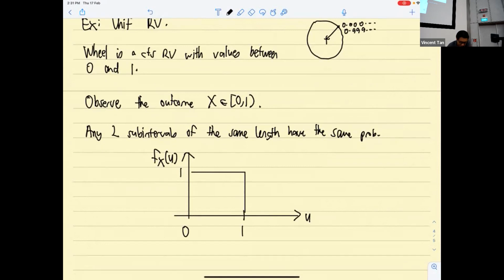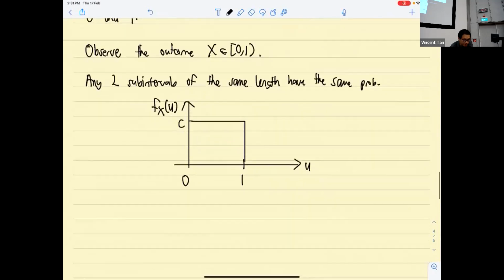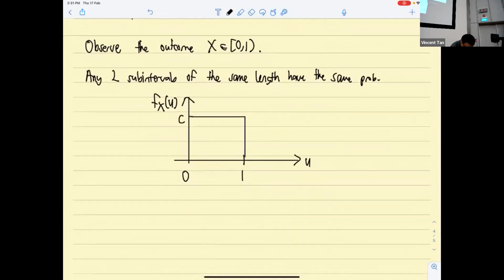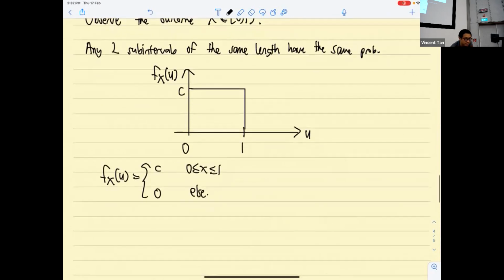And in order for us to make this a probability density function, we are going to have to choose the value C. I've already given it away as I said that C is equal to 1, but let's in fact compute that C is equal to 1. So f_X(u) is equal to C if x is between 0 and 1, and 0 otherwise. So let's figure out the value of C.